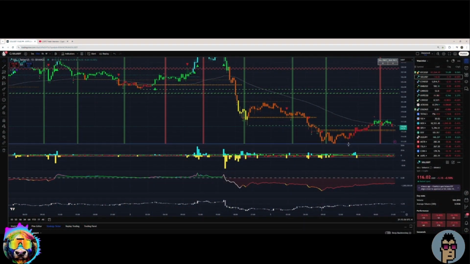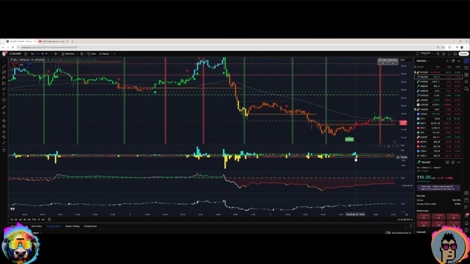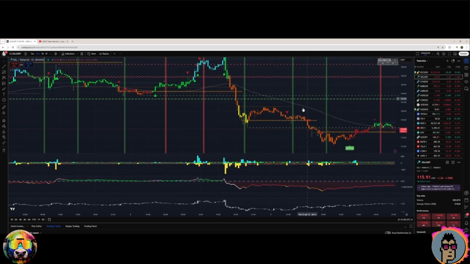Before you show the trade, can you explain the tools that you're using here? Most of these I recognize, but some of them I don't. Okay, so first off, the Rainbow Trends.